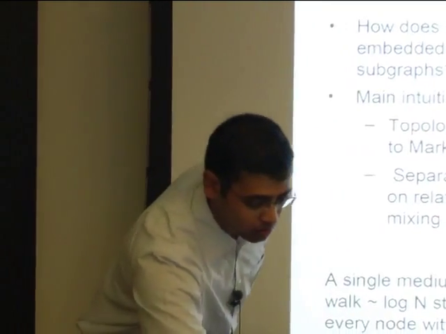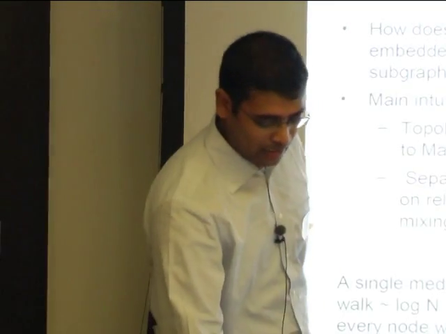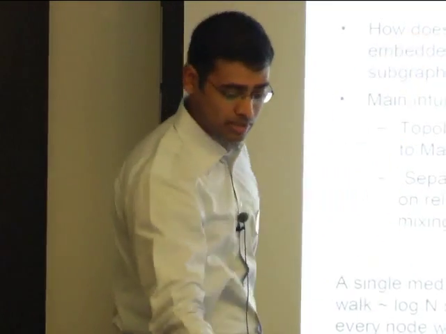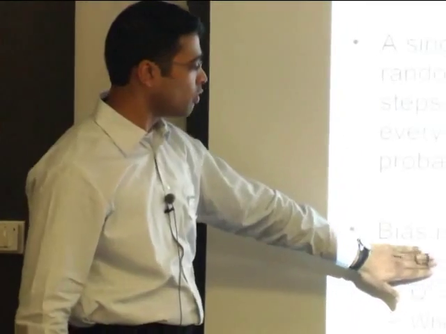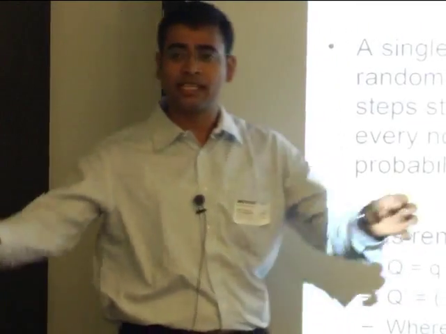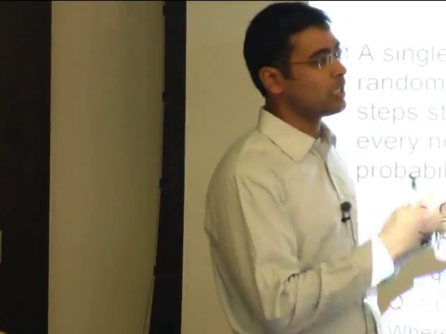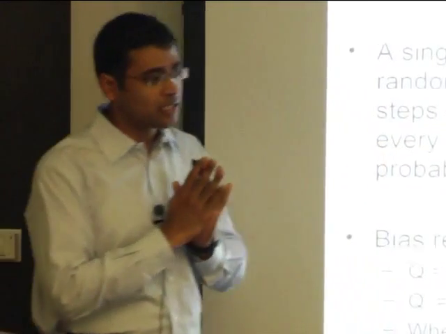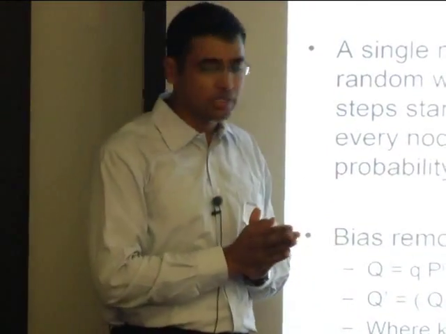Okay, so that's the result of a single medium length walk, log n steps. You can't really see very much from it in terms of what I was describing. Now what we do is a bit of a bias removal filter. We know that nodes which have very high degree obviously attract a lot of walks towards them. The first step we do is divide the probability mass deposited on each node by its degree. What we are interested in are subsets of nodes which don't have a high degree but seem to have a fairly high probability mass associated with them.